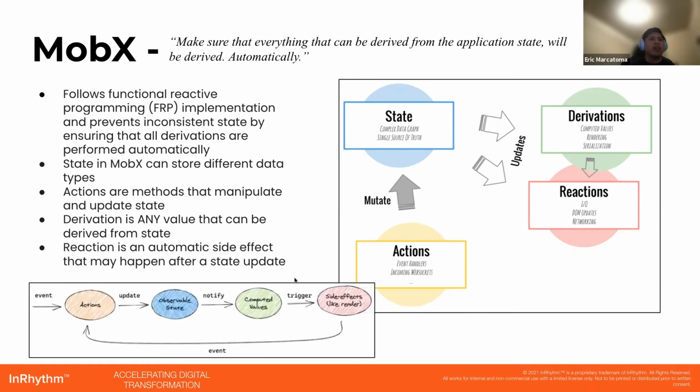So we have a little diagram here that displays the data flow of a MobX application. We will have an event that happens on the UI. For example, someone clicks a button, this will trigger an action, and this action will update our state. And now, once our state is updated, our components will see that our state is updated and will automatically compute a new value, or it will have a reaction, for example, a re-render or a network request.